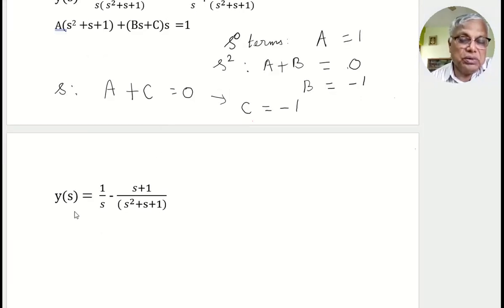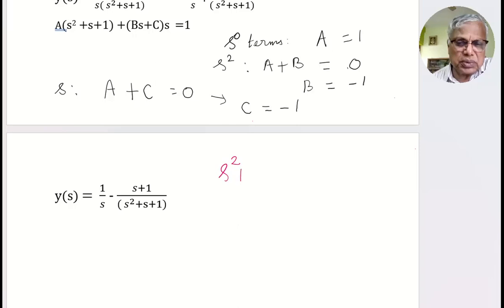Now how do you find the inverse? This cannot be factorized, we said earlier, so we have to retain this and then find the factor. What we can do is express this term S square plus S plus 1 as a sum of two squares. Okay, so let us write this S square plus S plus 1 as sum of two squares.